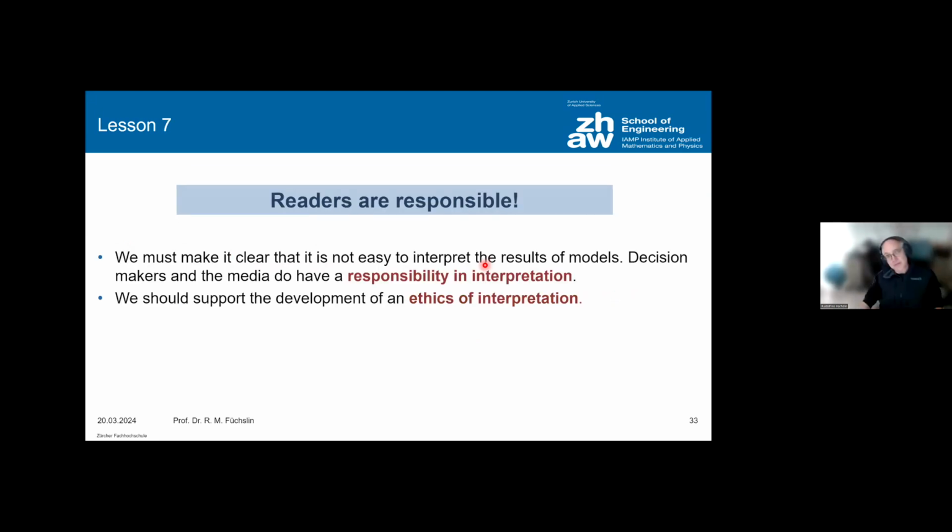At the end, we have to make it clear when we speak to the public, particularly to the media, that also the readers do have a responsibility. And I think we should try to build up an ethics of interpretation.